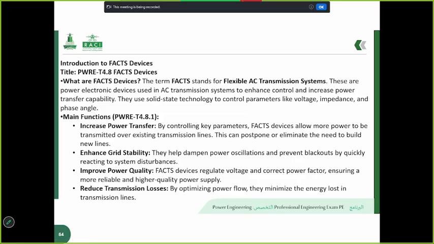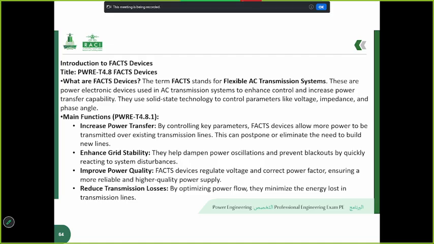This slide introduces flexible AC transmission systems, or FACTS devices, which are power electronic devices designed to enhance the control, stability, and power transfer capability of AC power grids. They are a modern solution to long-standing power system challenges, providing a dynamic and rapid response that traditional mechanical controllers cannot. The main functions of FACTS devices revolve around improving the performance of the transmission network.